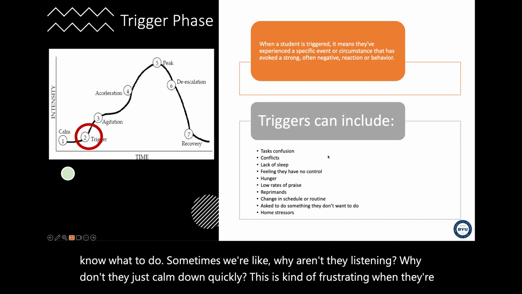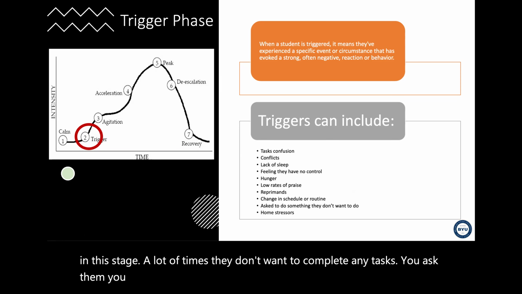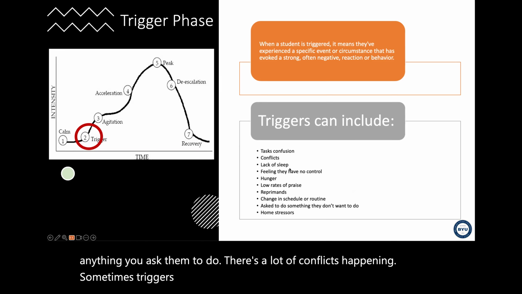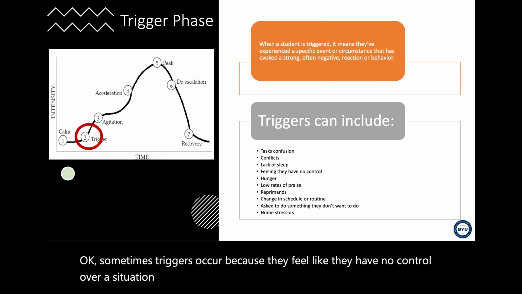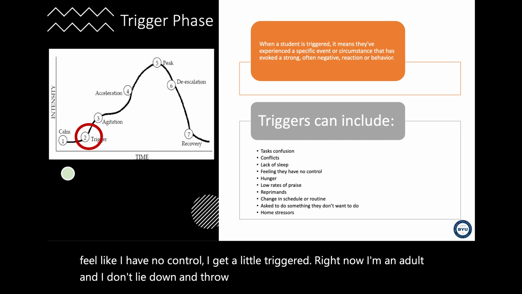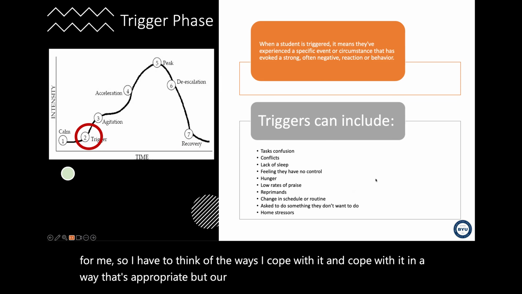When they're in this stage, a lot of times they don't want to complete any tasks you ask them. If they're triggered, they're not going to complete anything you ask them to do. There's a lot of conflicts happening. Sometimes triggers happen because of lack of sleep. Okay. Sometimes triggers occur because they feel like they have no control over a situation. Even as an adult, I know sometimes when I feel like I have no control, I get a little triggered, right? Now I'm an adult and I don't lie down and throw a fit, but it might be uncomfortable for me. So I have to think of the ways I cope with it and cope with it in a way that's appropriate. But our children don't always do that.